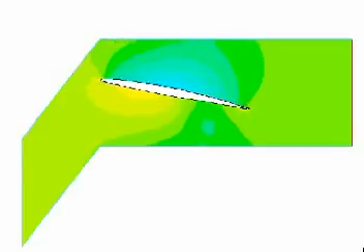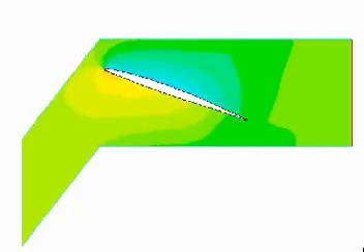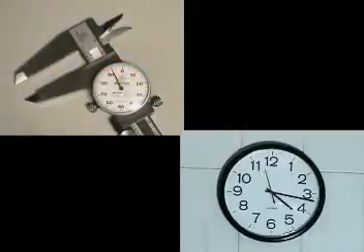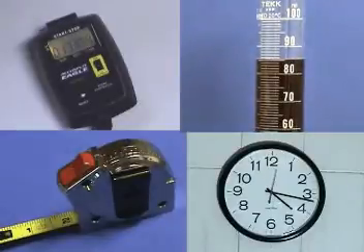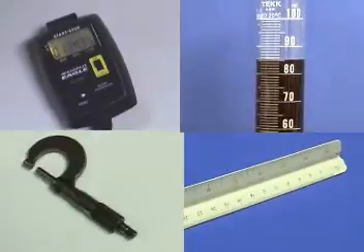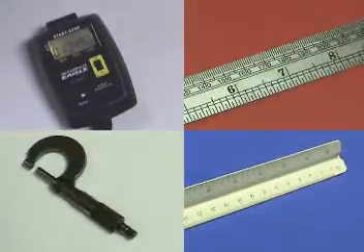Our final classification is 1-, 2-, and 3-dimensional flows. Reality has 3 space dimensions. However, it's very useful in fluid mechanics to concentrate on fewer than these 3 dimensions for simplicity.